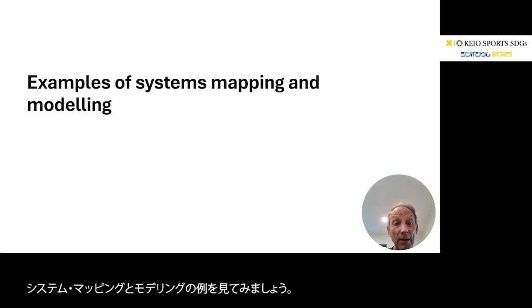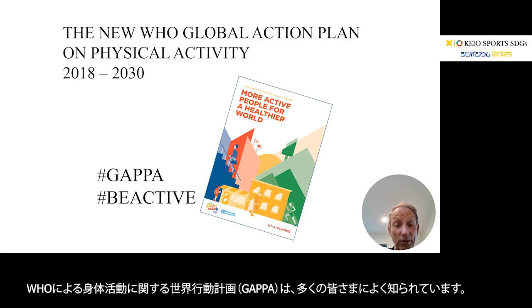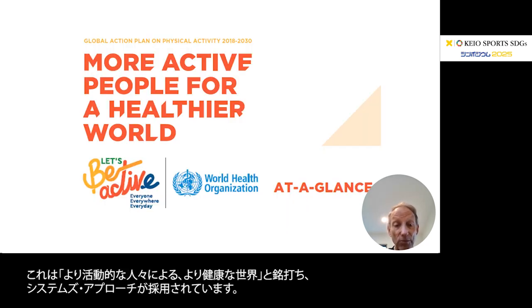Let's look at some examples of systems mapping and modeling. The GAPA, the Global Action Plan on Physical Activity by the World Health Organization, is well known to many of you. It is called More Active People for a Healthier World.